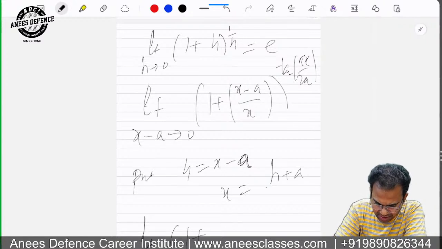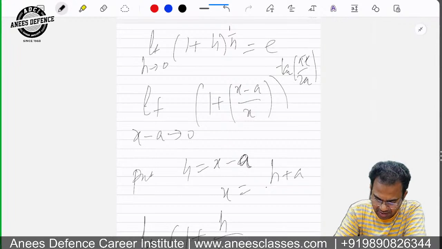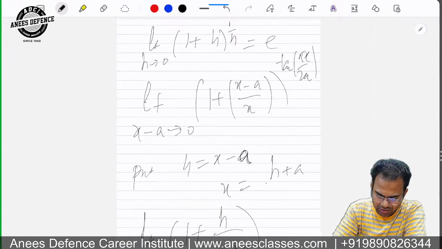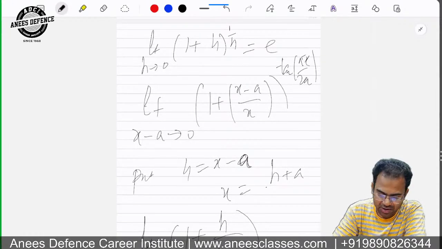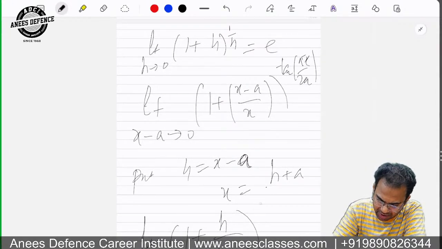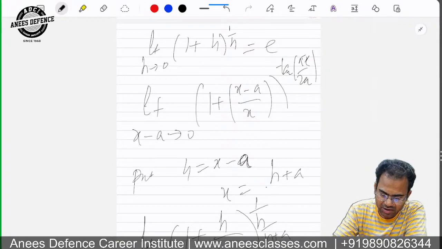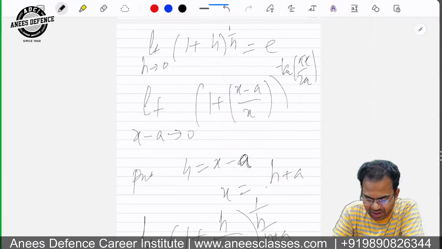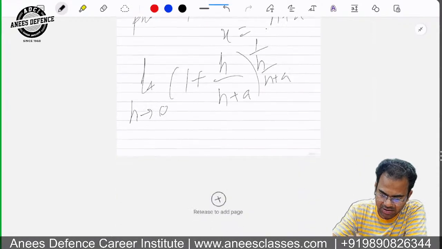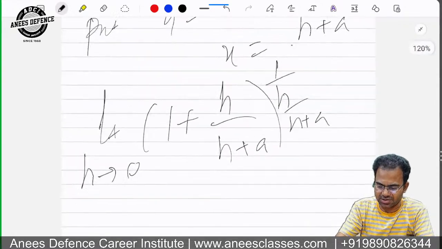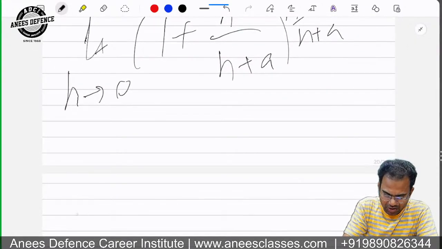1 plus h upon x, meaning h plus a. So this tends to 0, no problem. The same thing should be in the power, h upon h plus a. So I have to multiply. If I divide, so I have to multiply. Okay. That means you will take h tends to 0.